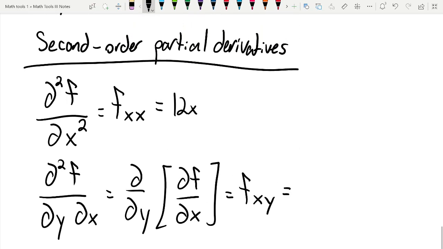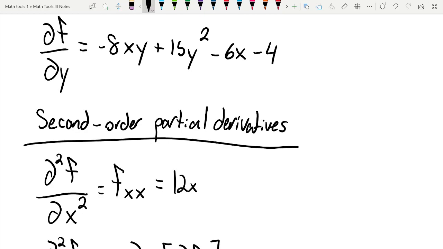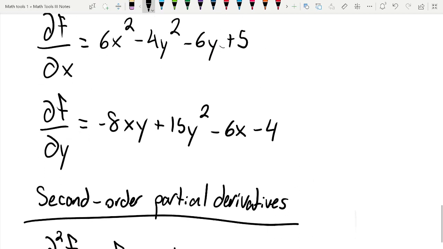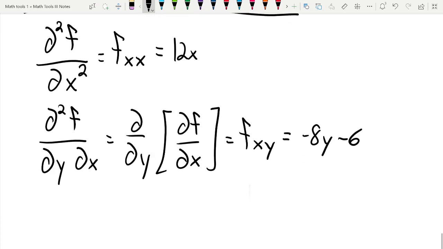So let's go ahead and look at what that would be then. So this first term would just be 0. This term would be negative 8y. And then this term would be negative 6. And then the rest would be 0. Okay. So we get negative 8y minus 6.